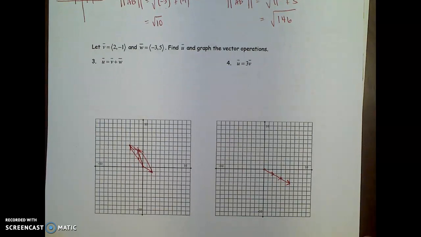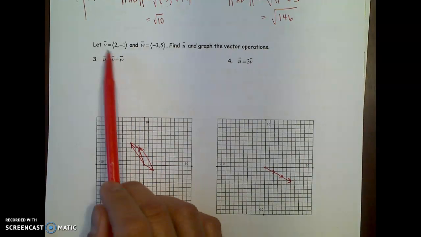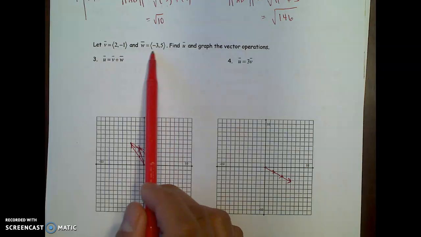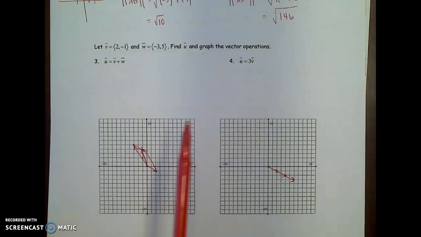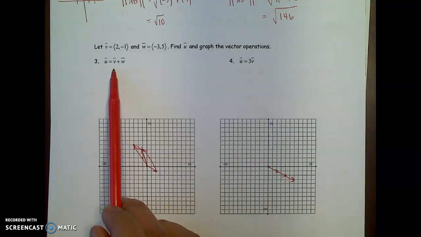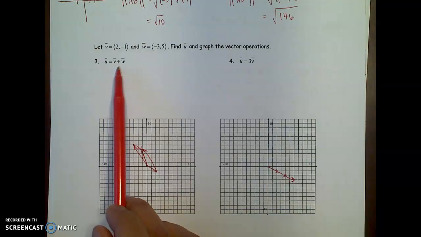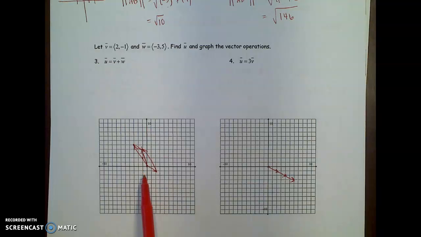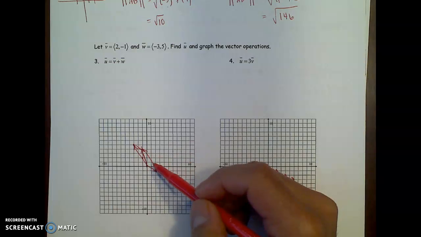Next, we are finding vector U. Here you're given vector V's horizontal and vertical components, and vector W's horizontal and vertical components. We're going to find vector U, V plus W. I'm going to use the parallelogram method. Coming out from the origin, I have vector, what is this? This is vector W.